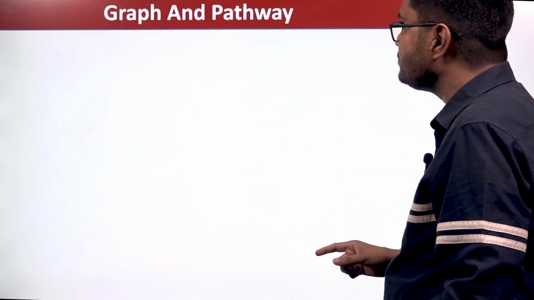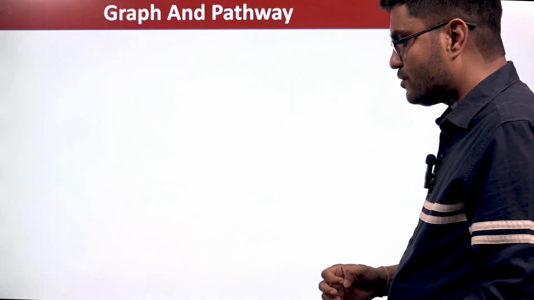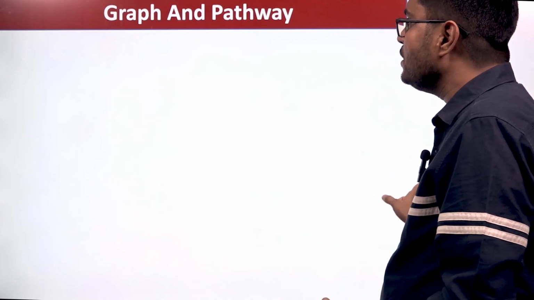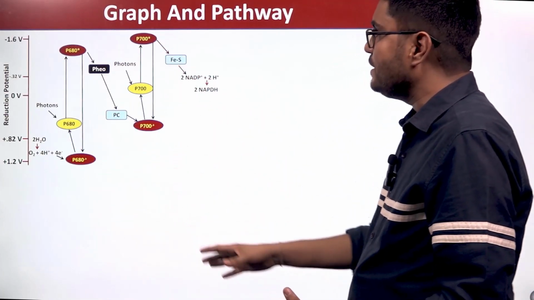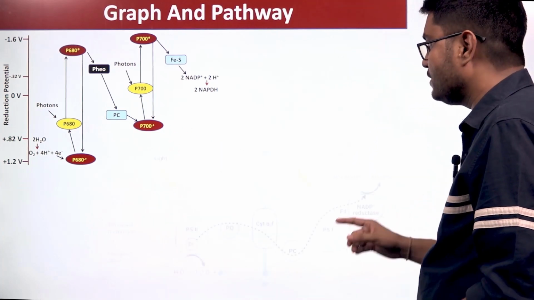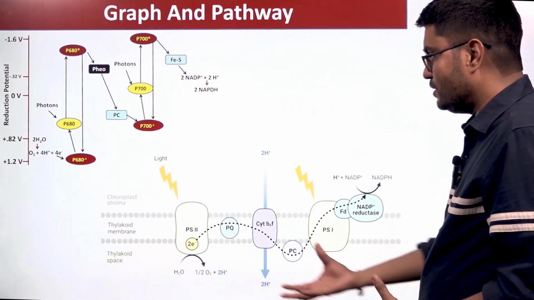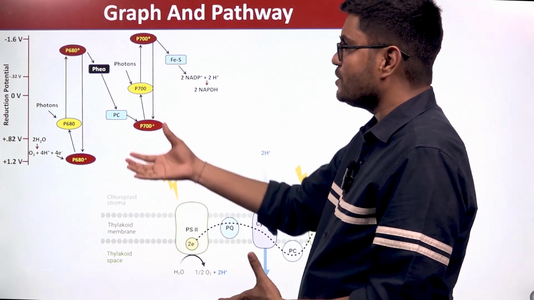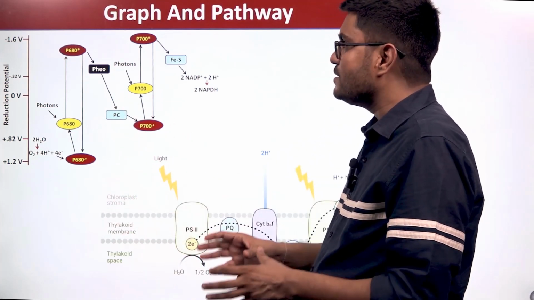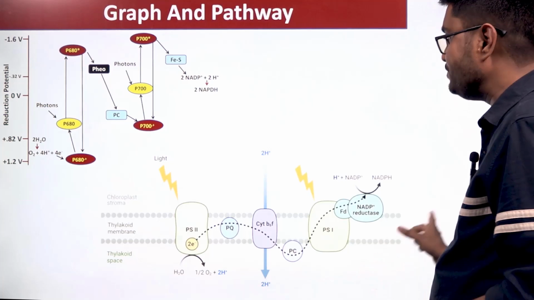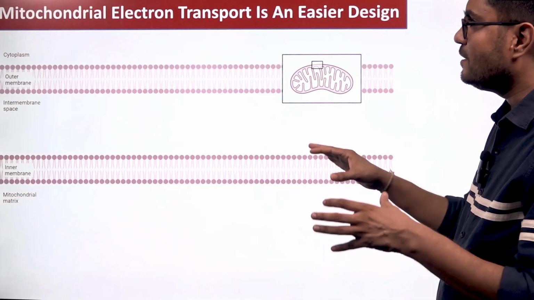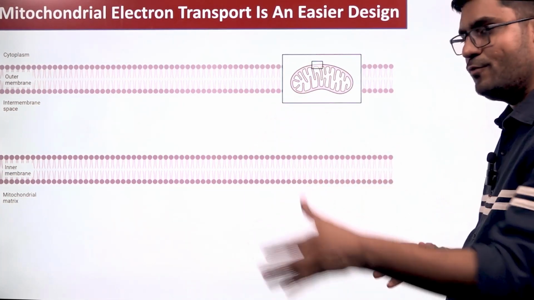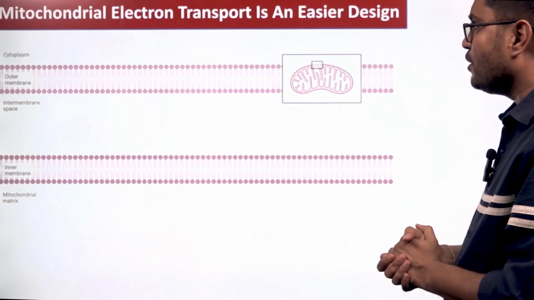The second design is the design of mitochondrial oxidative phosphorylation. But before that, I will again assert that this scheme, the Z-scheme, is actually a graph, and it looks like this in the biological system. In a pathway, the molecules are not changing their position. Here they are changing their position according to reduction potential value in the graph itself. So there is a difference between the graph and the pathway. Now let's see the second grand design, mitochondrial electron transport, which is easier than photosynthesis, because we will see what is happening here.